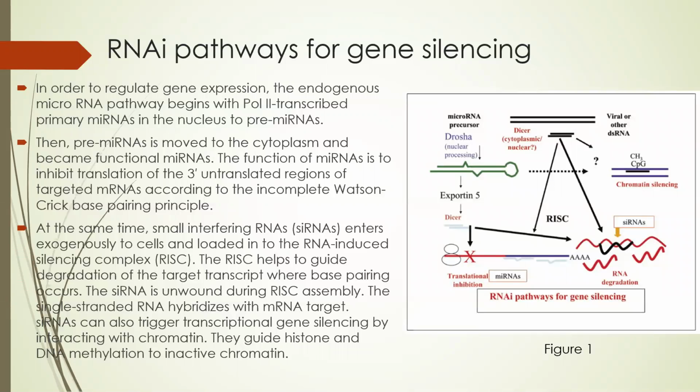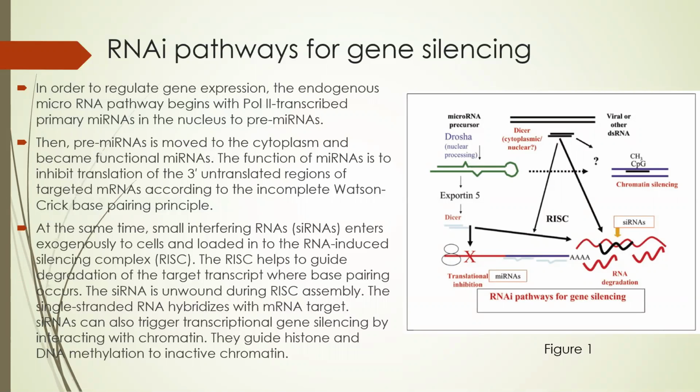The first one, as you can see, I have figure one on the right-hand side that I got from the article. The scientists were helping us to explain how the RNA interference pathway works for gene silencing. First of all, we have the endogenous microRNA pathway. It begins with polymerase II transcribing the primary microRNA in the nucleus to become the pre-microRNA. The next step, the pre-microRNA moves to the cytoplasm and becomes a functional microRNA.